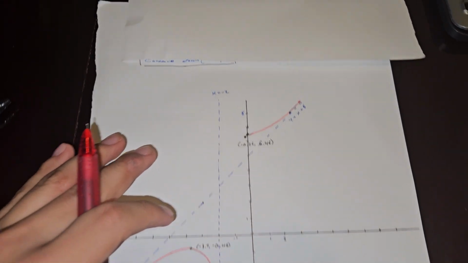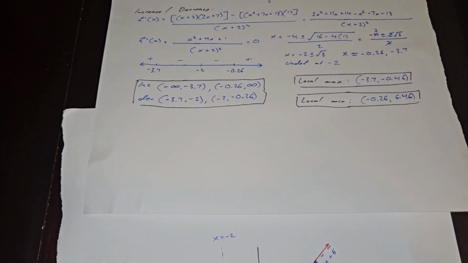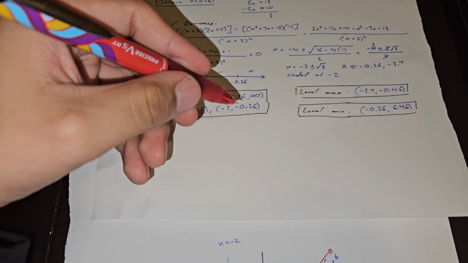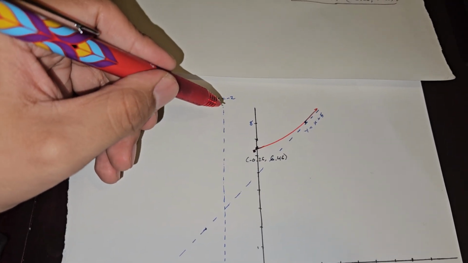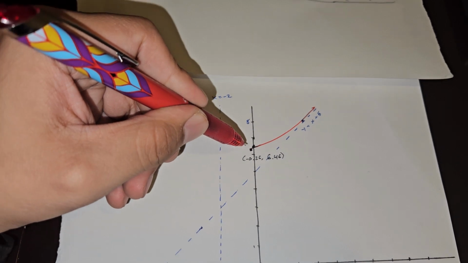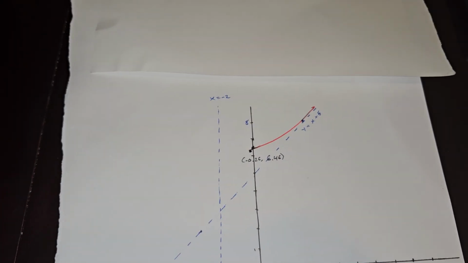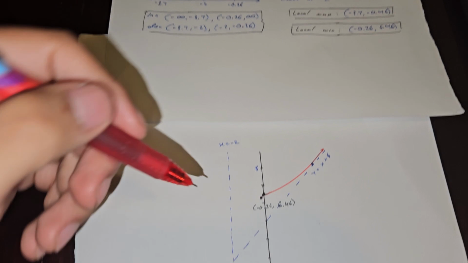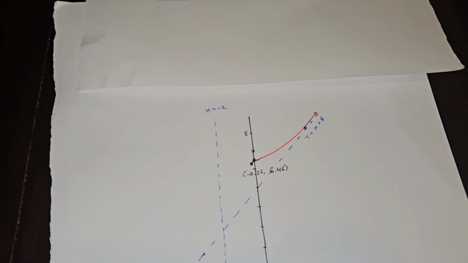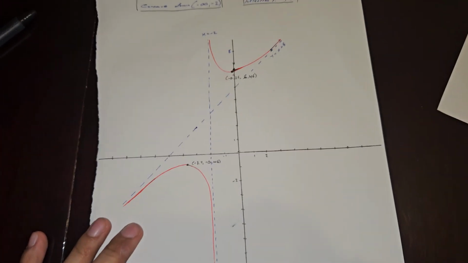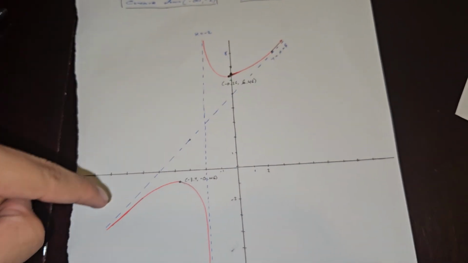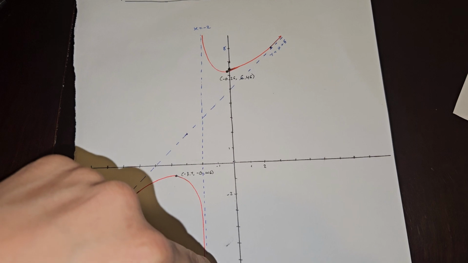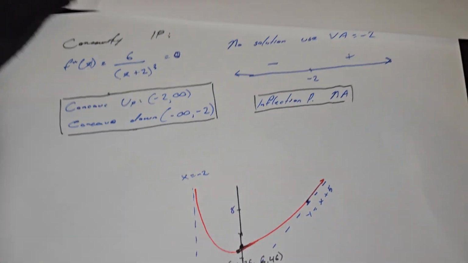So let's see what else this says. It's decreasing from negative 2 all the way to negative 0.26. So our negative 2 is here, right? And it's going to decrease, going this way all the way to negative 0.26. That is what this is telling us. So it's going to look like that: decreasing, then increasing, and then decreasing. Now we're done with this part.